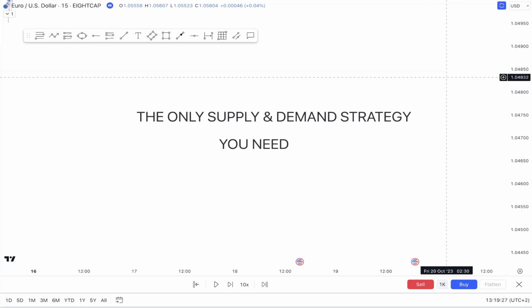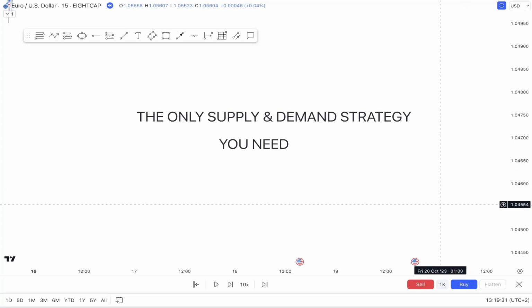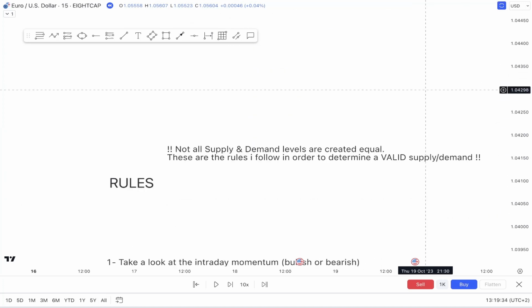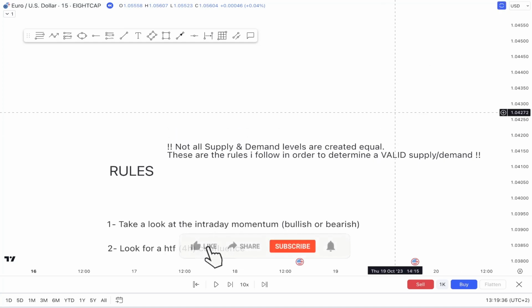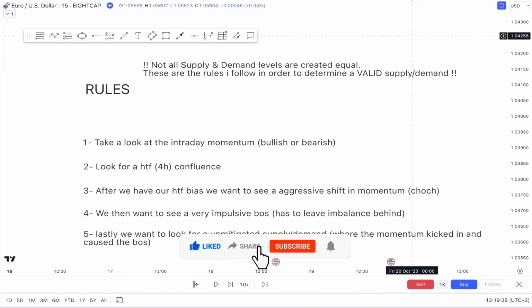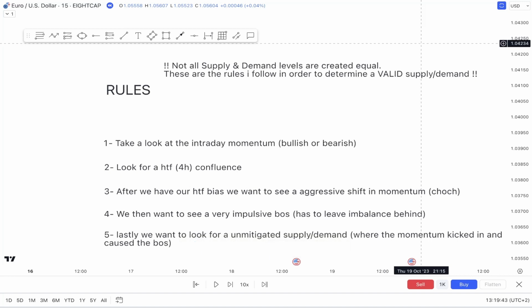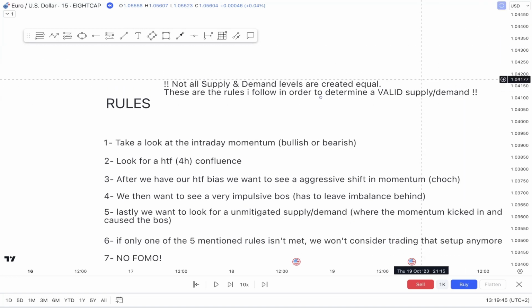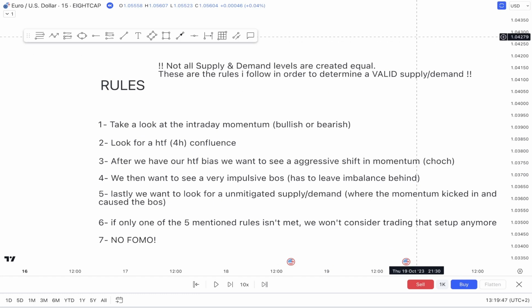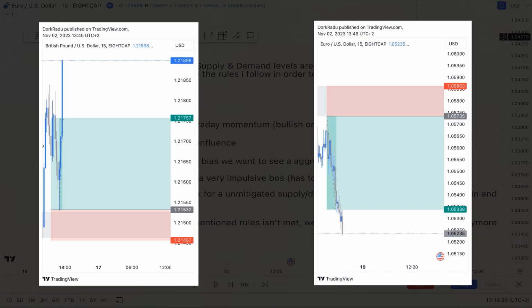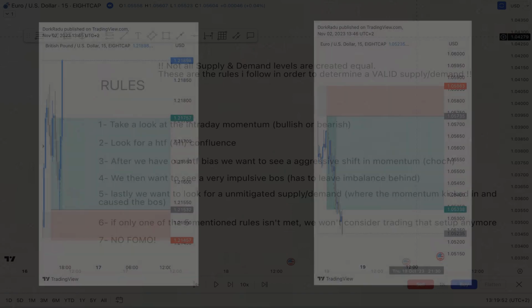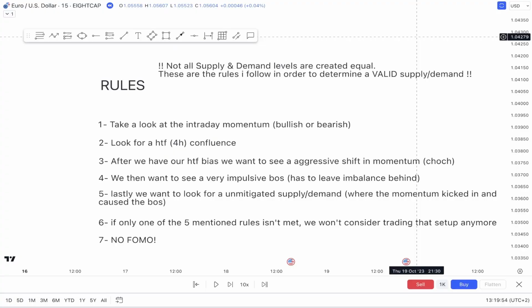Alright, so in order for us to be able to apply this supply and demand trading strategy, we need to go over our set of rules. There are some rules that we have to respect in order to apply this strategy and be profitable with it, and that's exactly what we are going to go over right now. After that, I will go over two trade examples, trades that I took with this exact strategy, and explain them step by step. I will explain all my thought process behind them. So make sure to stick till the end.